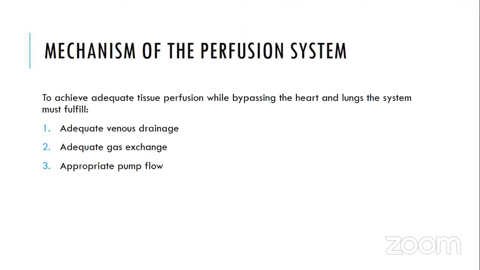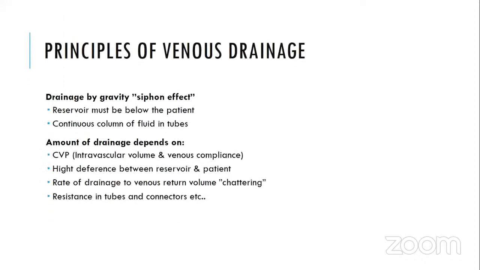For the mechanism of the perfusion system, to achieve adequate tissue perfusion while bypassing the heart and lungs, the system must fulfill the following. Number 1, adequate venous drainage. Number 2, adequate gas exchange and appropriate pump flow. Principles of venous drainage: either draining by gravity or siphon effect. The reservoir must be below the patient, with a continuous column of fluid in the tubes.